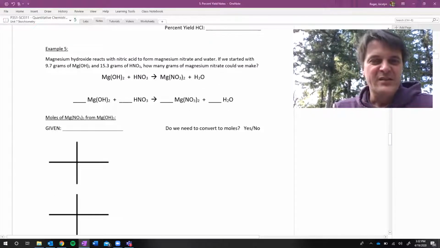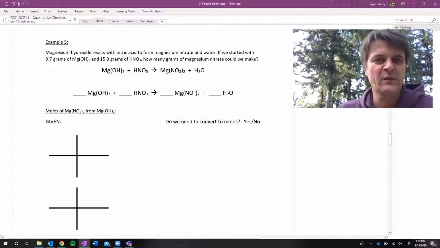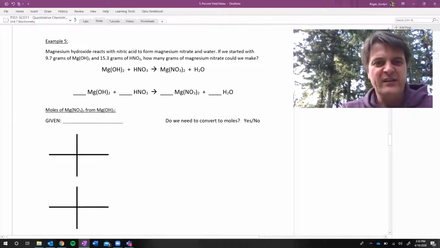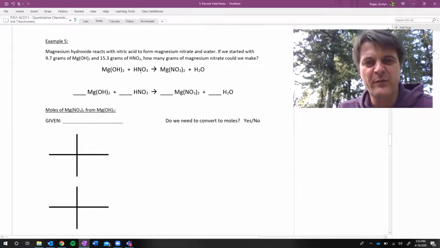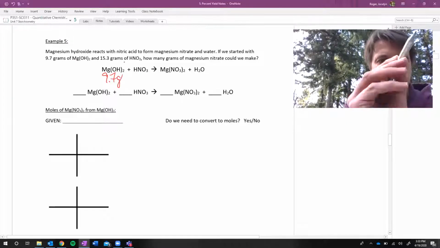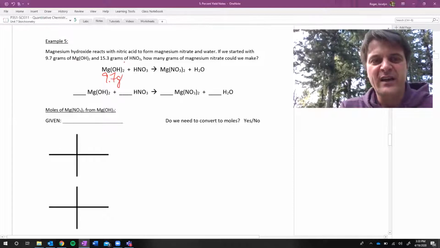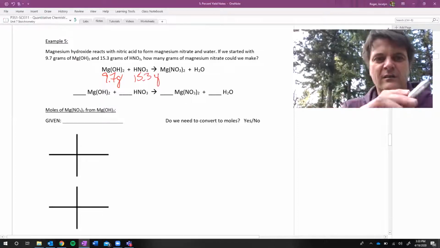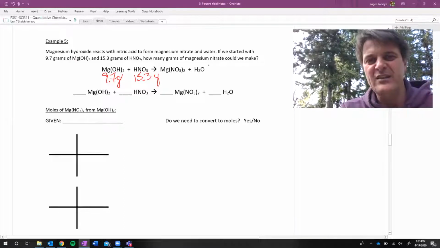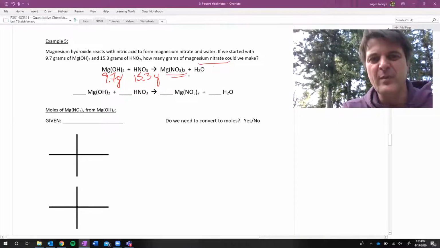Okay, let's take a peek here. Magnesium hydroxide reacts with nitric acid, that's the HNO3, to form magnesium nitrate and the water. If we start with 9.7 grams of magnesium hydroxide and 15.3 grams of the nitric acid, how many grams of magnesium nitrate could we make?